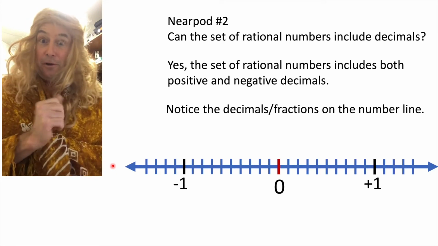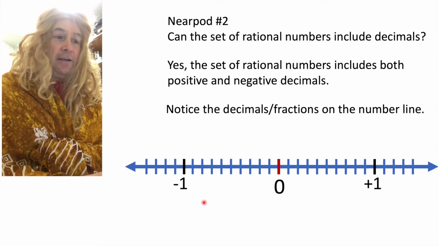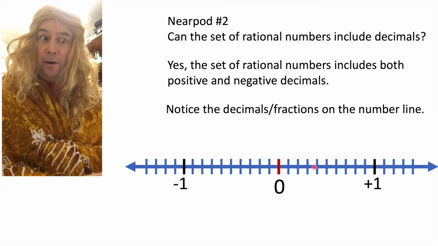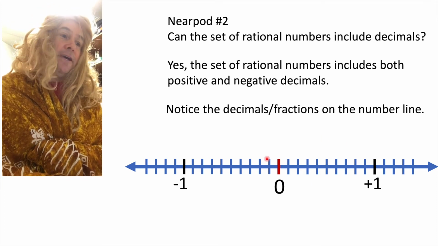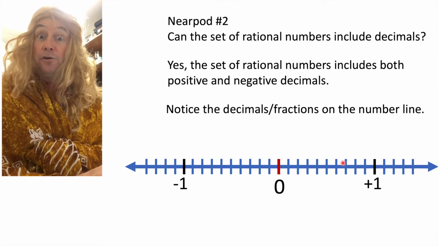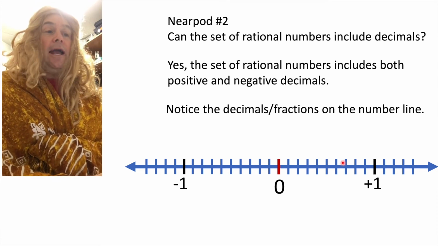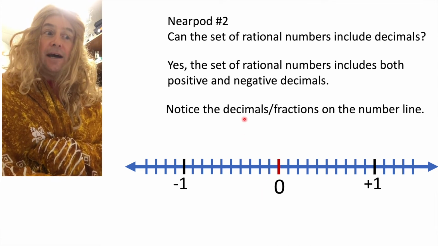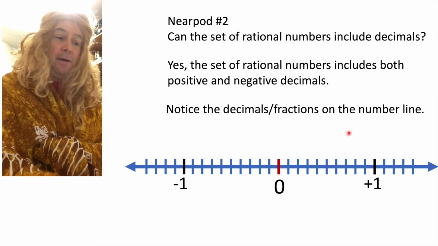Okay, so there's our old friend, the number line. Okay, and you can see where we have our 0. We have our positive numbers to the right, our negative numbers to the left. And it is divided up into fractional parts, okay? And so what we're going to do is notice how the decimals and fractions appear on the number line.